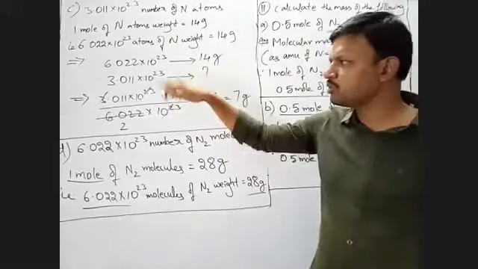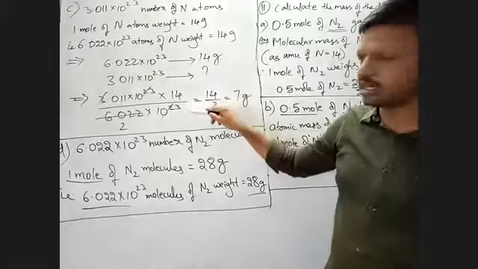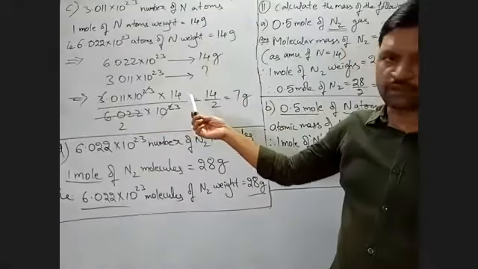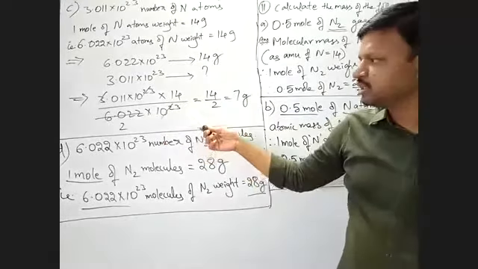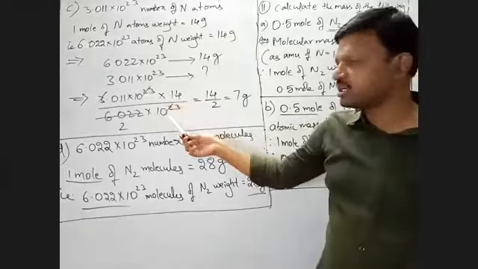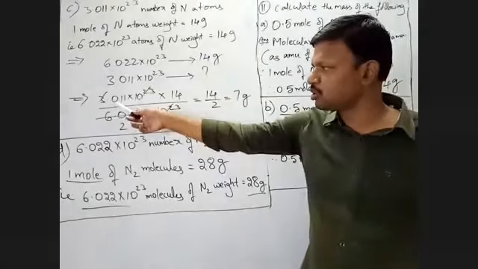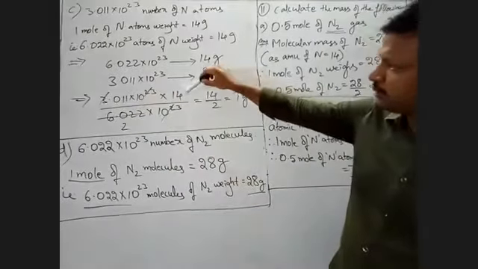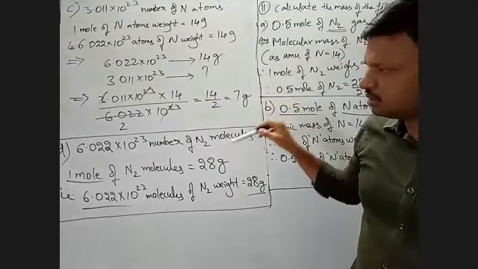So this is your unitary method. You cross multiply: multiply this one with this one and keep this one in the denominator. So 3.011 into 10 power 23 into 14 divided by 6.022 into 10 power 23. The 10 power 23 cancels out. 6.022 goes into 3.011 exactly half, so what is remaining is 14 by 2. 14 by 2 is 7 grams. Right? Done.